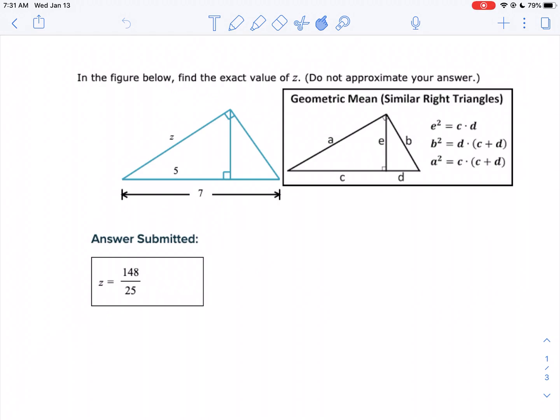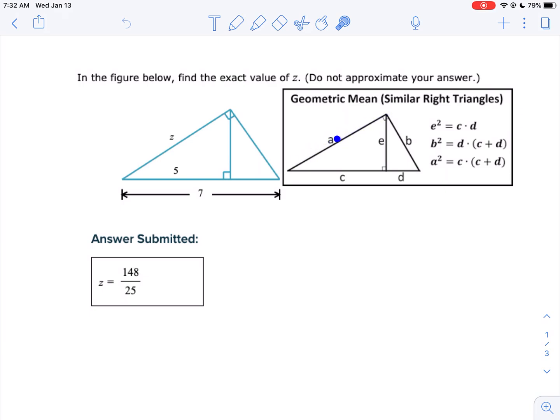Hello, well, let's take a look at your MT8 LT1 affirmation. This question, I copied the formula from your formula sheet for the geometric mean. Notice we're going to be using the third formula here because we want to find the side of this triangle, the whole side of the big triangle.